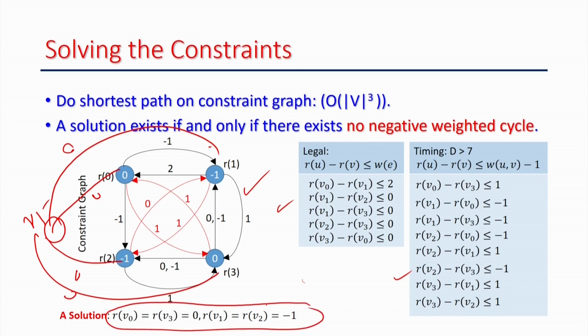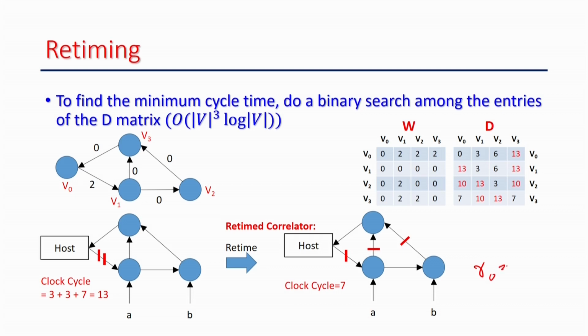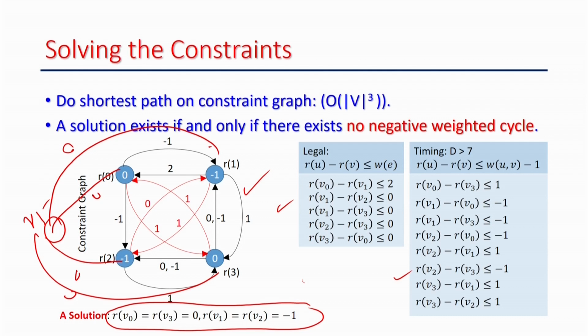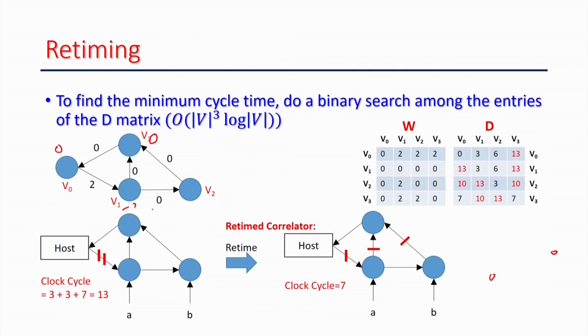So, I got the values: R(V0) is 0, R(V3) is 0, R(V1) is minus 1 and R(V2) is minus 1. This is the value we got, right, and with these values we can actually recalculate the position of the registers, right. So, this is my initial position and this is minus 1.